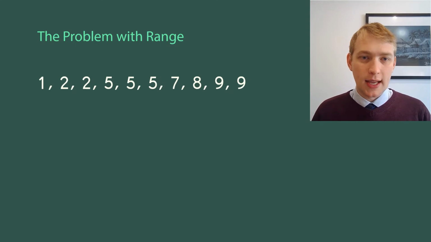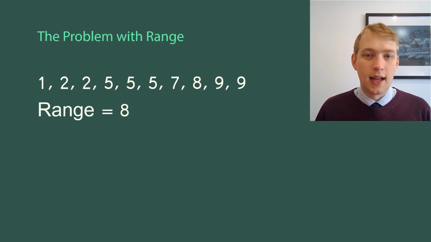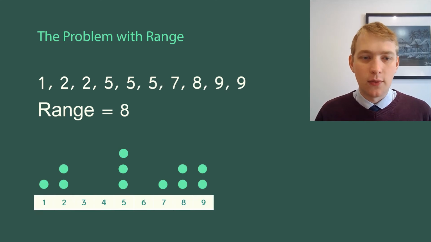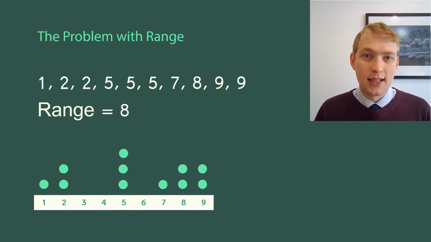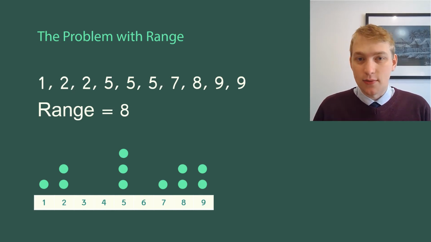So first of all, we have an example question. We have some numbers and the range of these ones is 8. If we graph them, we can see they're reasonably evenly spread over that range of 8. So in this case, range makes a bit of sense.